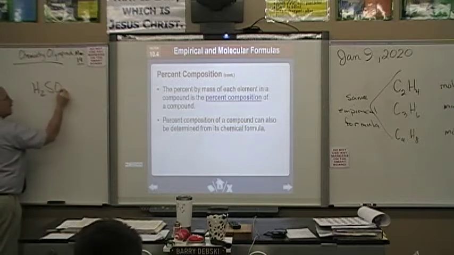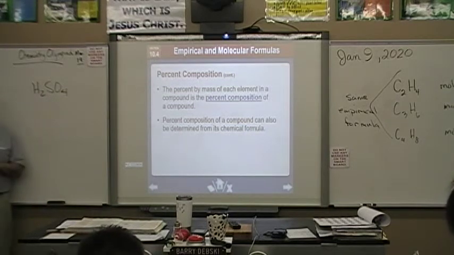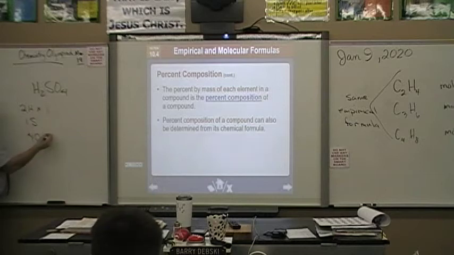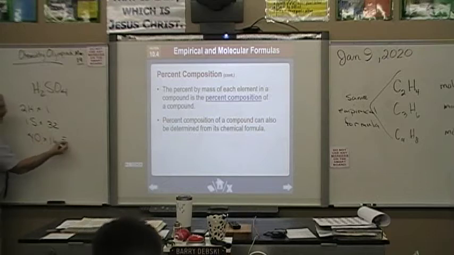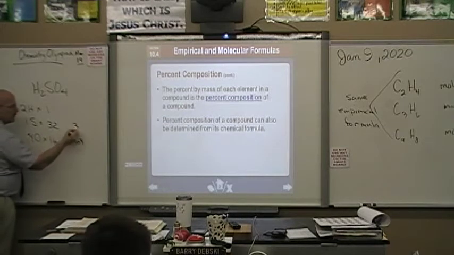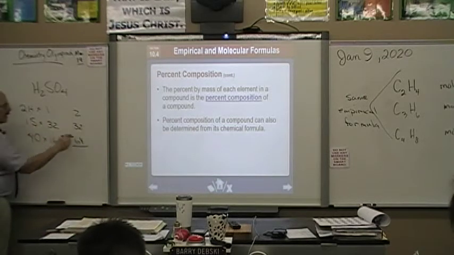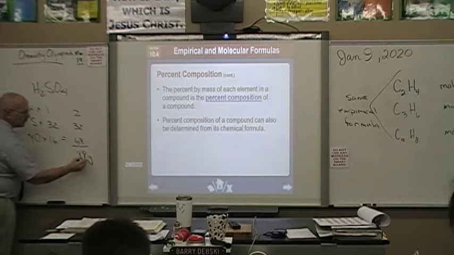Hopefully everybody can see it okay. H2SO4, sulfuric acid. We know in sulfuric acid, and you've already been doing this all week, there's 2 hydrogens, 1 sulfur, and 4 oxygens. So what we can do is calculate the molar mass, and we have to do that in order to do a percent composition. So 2 hydrogens times 1, 1 sulfur times 32, 4 oxygens times 16. This is 64, that's 32, and that's 2. I think we did this one for bell work yesterday or the day before. This is 98 grams per mole.